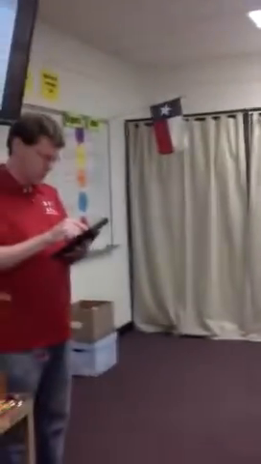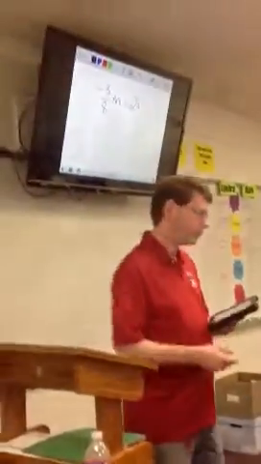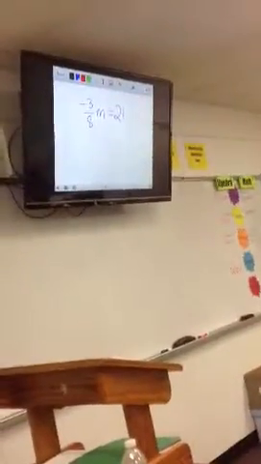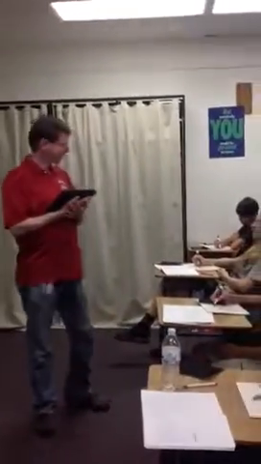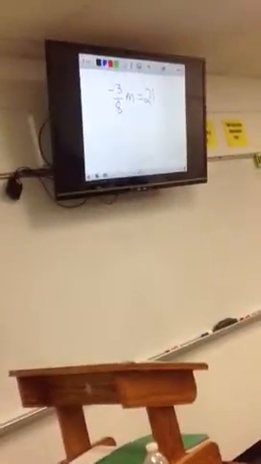The next one that I want you to do: negative 3/8 M equals 21. Now we've thrown a little trickery in here. What is the trickery in this one? What is different about this equation than any other equation we've done?